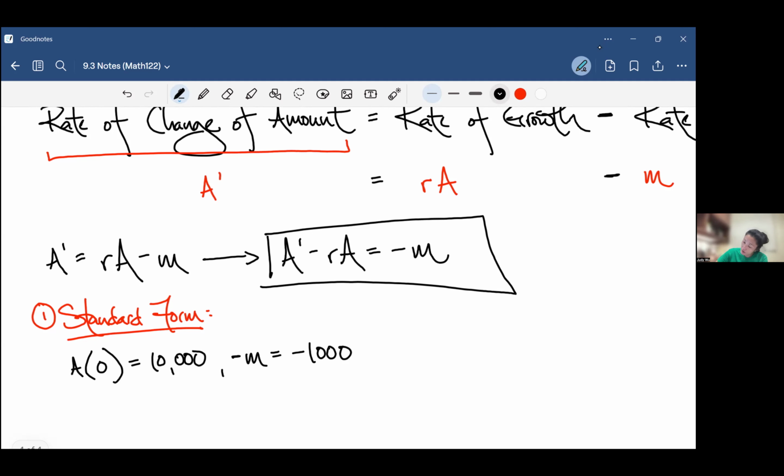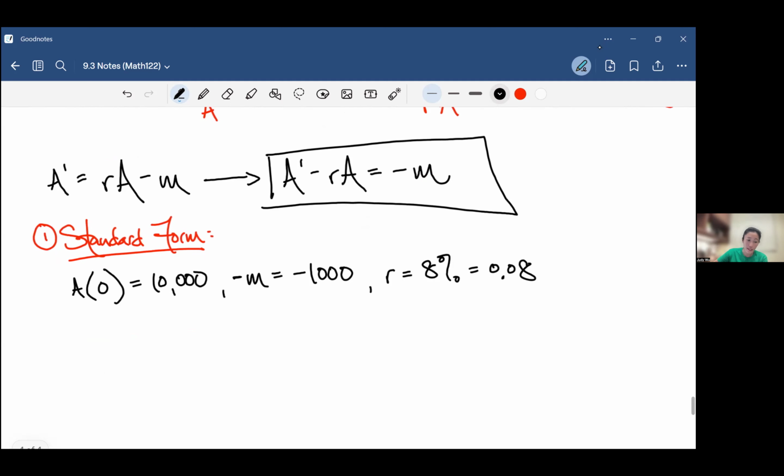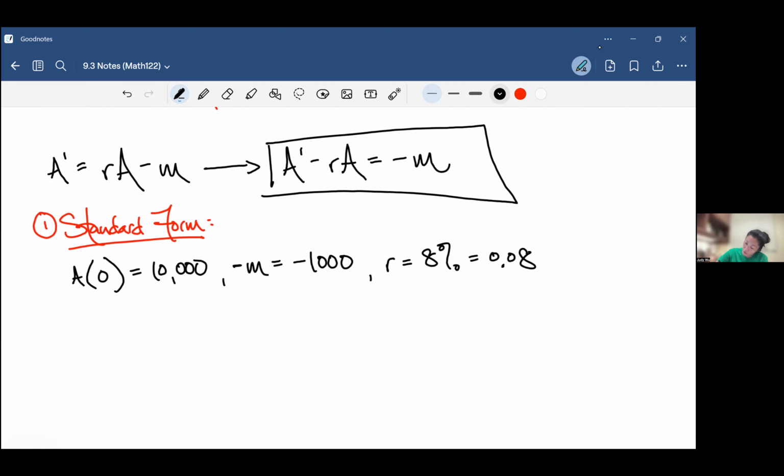But I also know that the rate at which the interest is compounding is 8%, but we want to make sure to turn that into a decimal before we use it in our equation. So if we take all these things into consideration, we've got A prime minus 0.08A equals negative 1,000. And then A of 0 equals 10,000. That is our initial condition. Okay, so we're going to need that at the end.